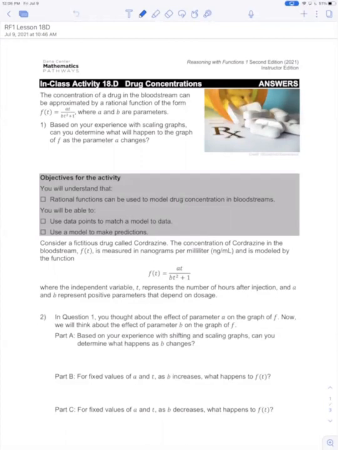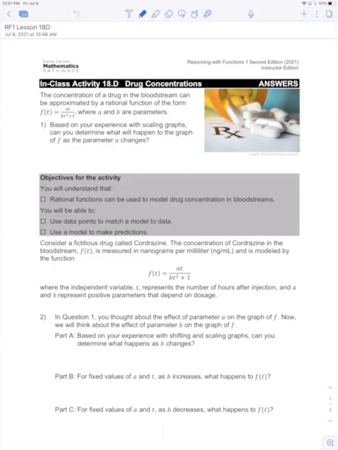In class activity 18D, drug concentrations. The concentration of a drug in the bloodstream can be approximated by a rational function of the form f of t equals at over bt squared plus 1, where a and b are parameters.